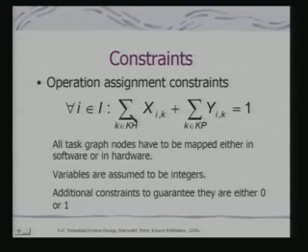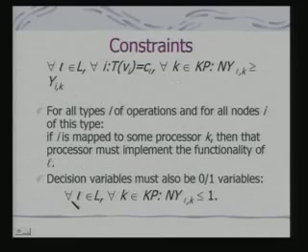These operation assignment constraints, what do they mean? It means the operation has to be associated either with the dedicated hardware or with a software. So, these constraints represent that. Variables are assumed to be integers and there are additional constraints to guarantee they are either 0 or 1. There will be other constraints as well. These constraints, what do they say? For all types of operations, L is a set of possible operations, okay.